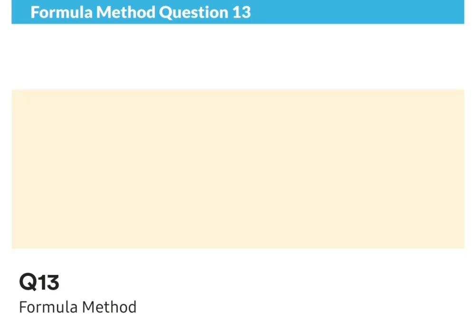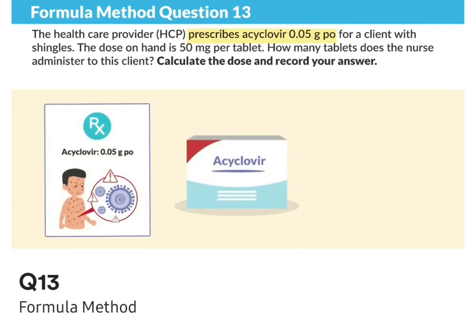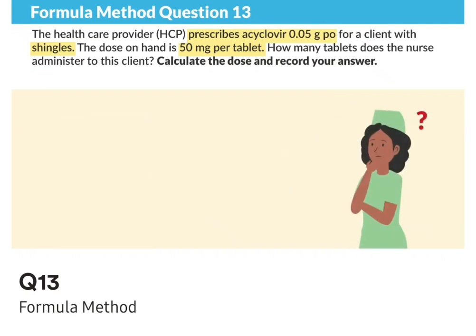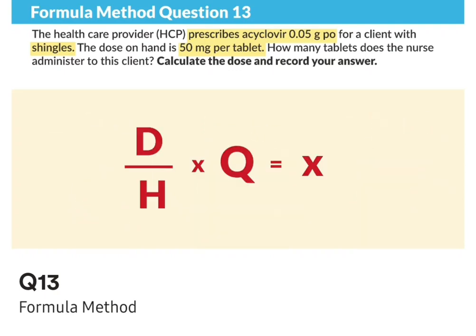Moving on to question 13, the unlucky number here. So the healthcare provider, the HCP, prescribes acyclovir 0.05 grams PO for a client with shingles. The dose on hand is 50 milligrams per tablet. How many tablets does the nurse administer to the client here? Okay, now this one is a little bit tricky, so let's break it down here. So the question is asking tablets per dose, right? And we're going to be using the formula method as usual. So let's set it up. D over H times Q, right? Desired over have times the quantity.